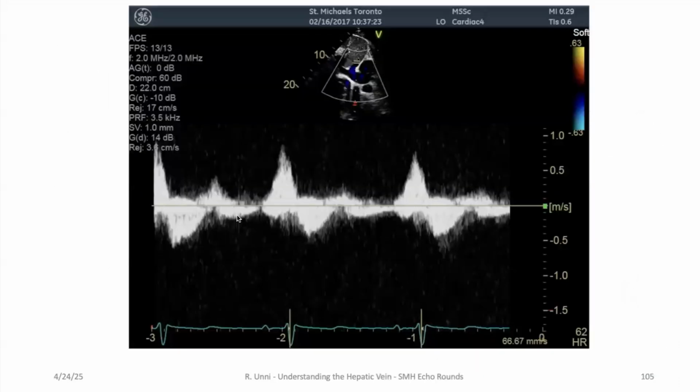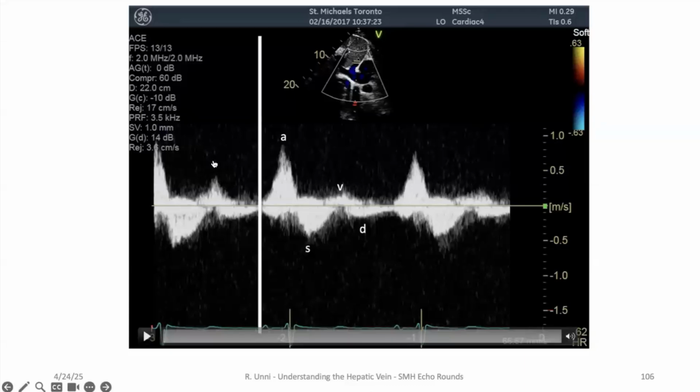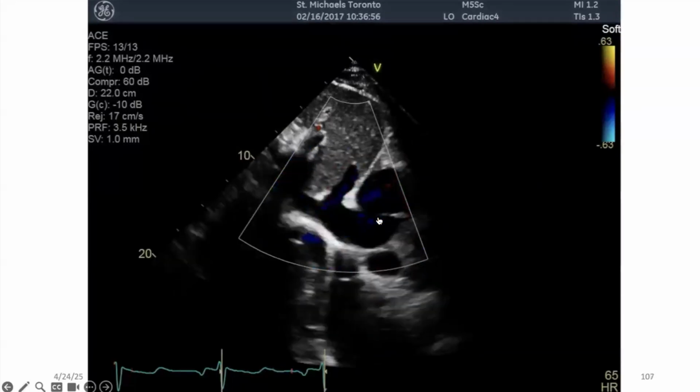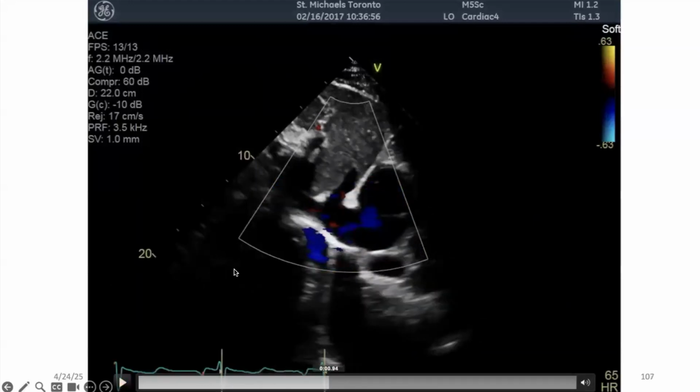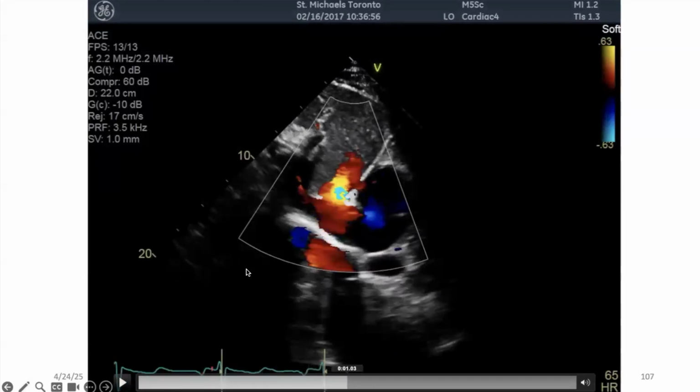Here's a case from St. Mike's. This is from 2017. On first glance, you might say, oh, there's reversal, this is severe TR. Hold on, hang on a minute. Look at the QRS, draw a line where something makes sense. It turns out right after the P wave, you get this big, prominent A wave. And then you have your S wave, you have a little bit of V reversal, and then you have your D wave. So this is a very interesting case. You can actually see it on color Doppler, where right after your P wave on your QRS, there's this big retrograde flow.